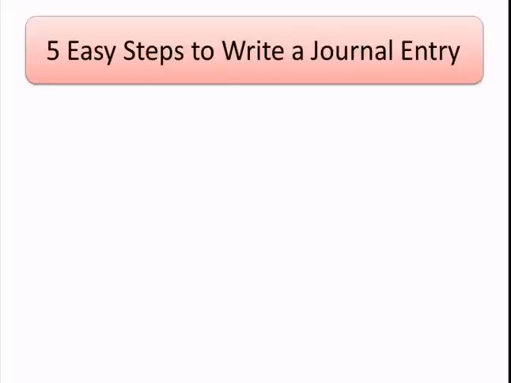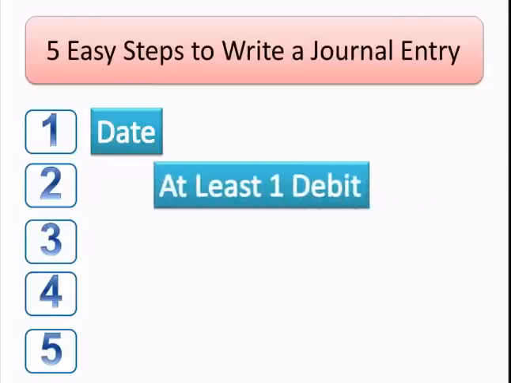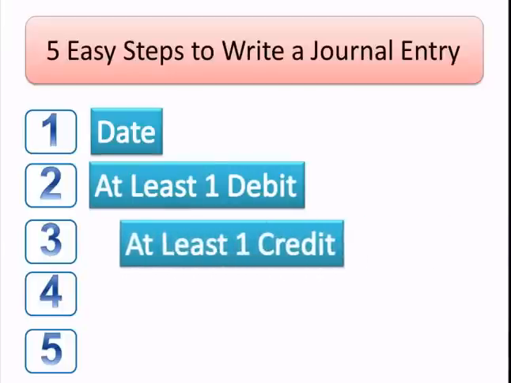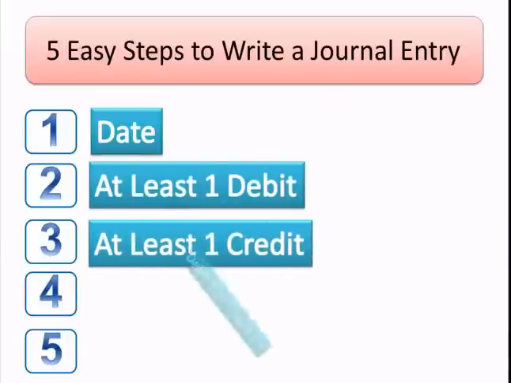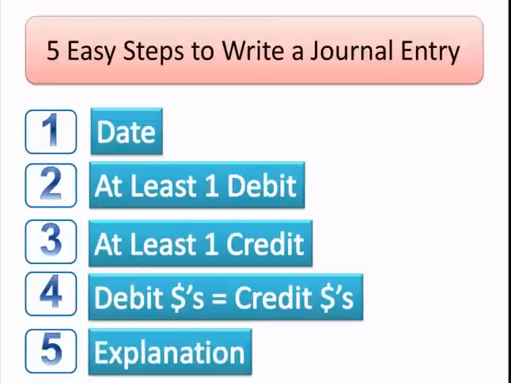Now we're ready for our 5 steps. Step 1, we need a date, the date that the transaction occurred. Step 2, we need at least 1 debit. Step 3, we need at least 1 credit. Step 4, the total of the dollar amounts of the debits must equal the total of the dollar amounts of the credits. And finally, step 5, we need an explanation as to why we're writing the journal entry.